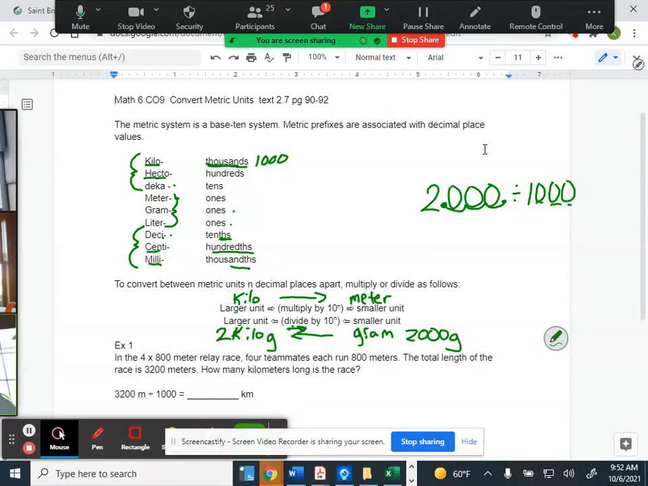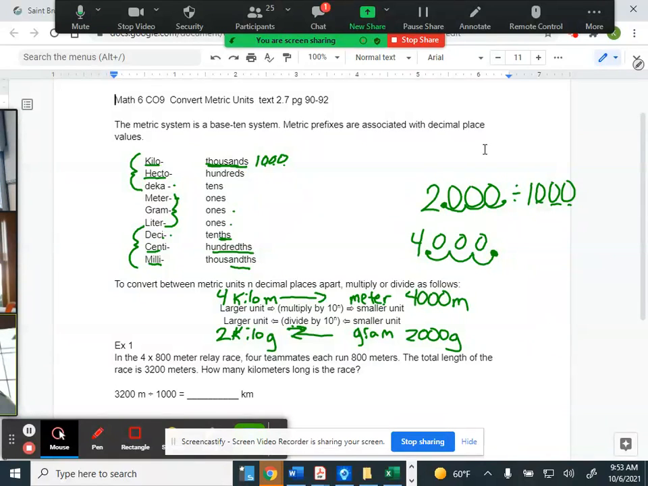It's the same thing when we're multiplying, going from that larger unit. Let's say we had 4 kilometers, and we want to go to just meters. We're multiplying by that 1,000, so we're going to move that decimal point over. In 1,000, there are 3 zeros, so we move the decimal place over 3 places and fill in our zeros. So 4 kilometers becomes 4,000 meters.